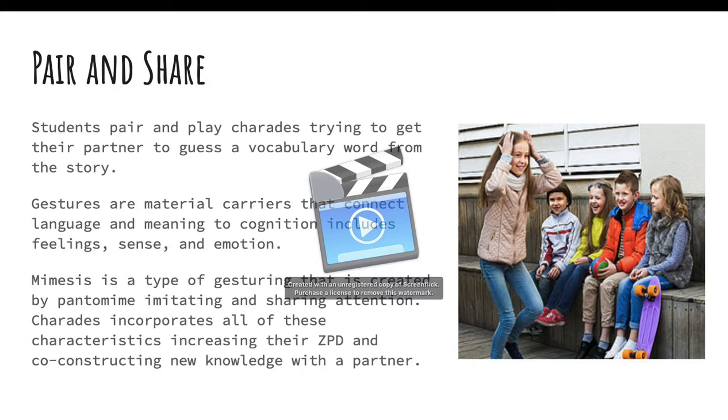And the peers working together also creates an environment of co-learning and co-creating within their zone of proximal development, and they can learn together. It helps expand their language because gestures and mimesis, which is under the topic of gestures, also helps create an area where they can communicate non-verbally.